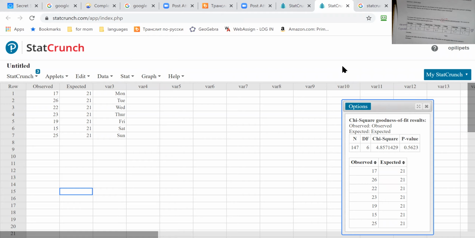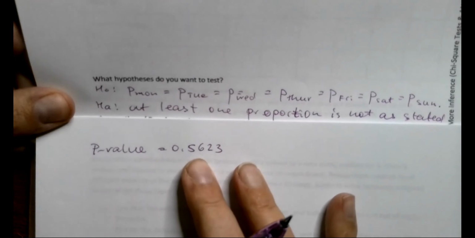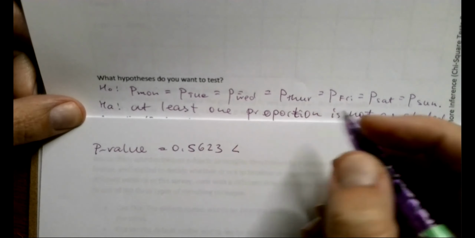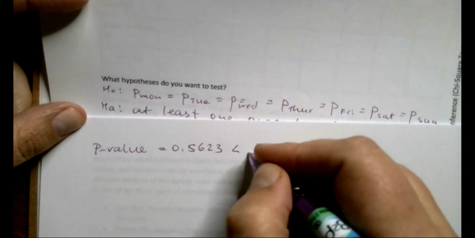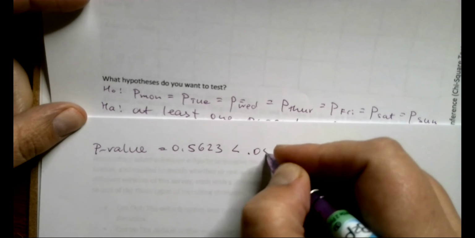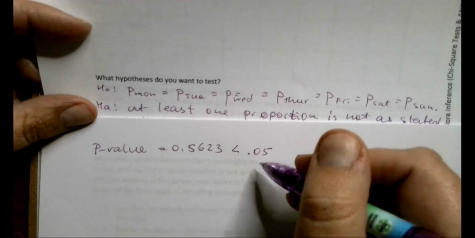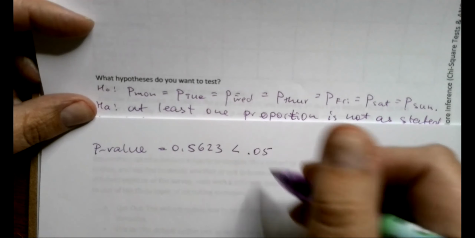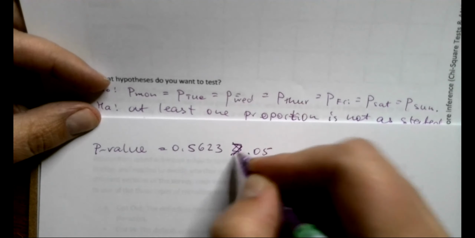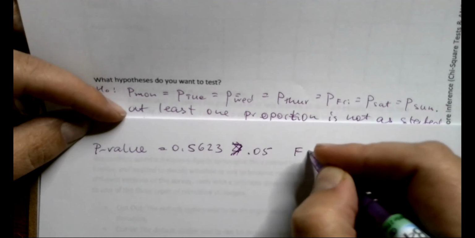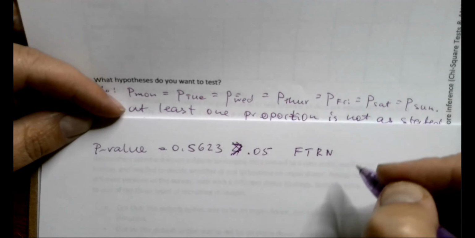Okay, just scroll it down. The p-value is 0.5623 is what we found, and it's greater than any significance level. I don't see any significance level given here in this problem, so I'll just assume that it's the average around 0.05 that we usually have. Even if it's a 90% confidence, the alpha would be 0.10. Still, p-value is greater than that. So therefore, we fail to reject the null. Okay, fail to reject the null.